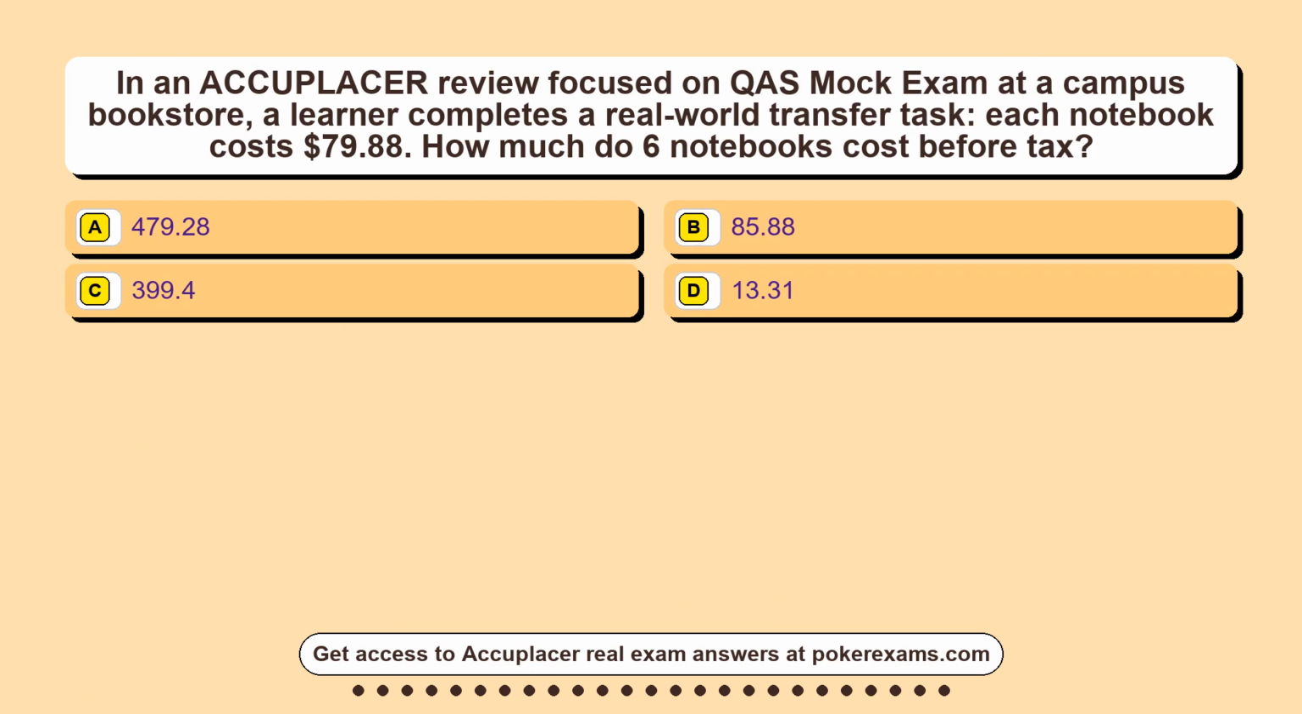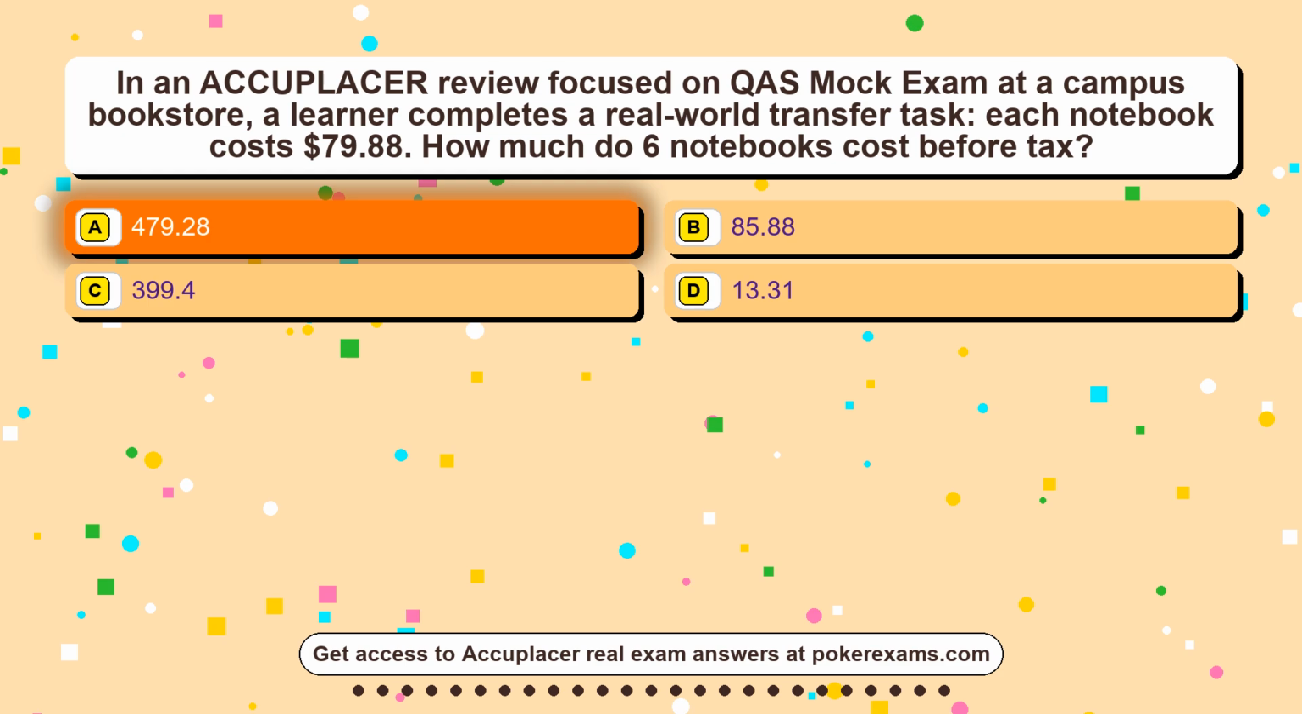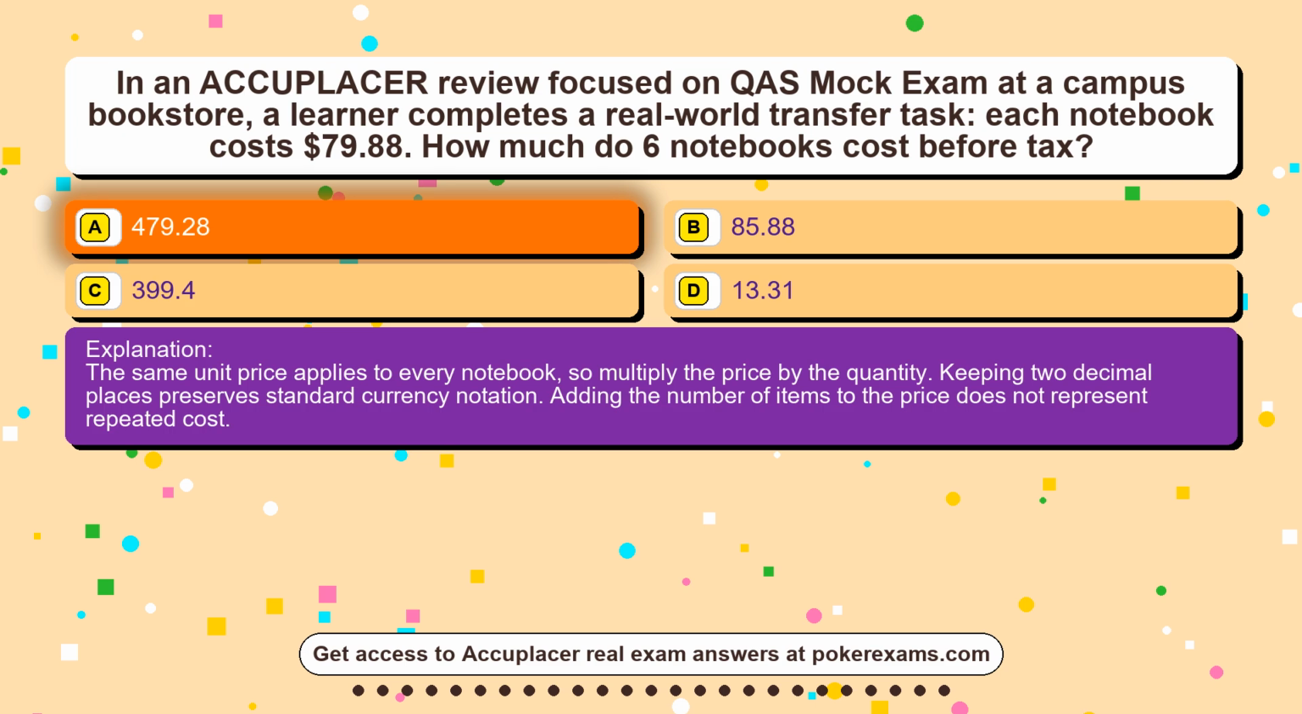Question 21. In an ACCUPLACER review focused on QAS mock exam at a campus bookstore, a learner completes a real-world transfer task. Each notebook costs $79.88. How much do 6 notebooks cost before tax? Option A, 479.28. Option B, 85.88. Option C, 399.4. Option D, 13.31. The correct answer is option A, 479.28. The same unit price applies to every notebook, so multiply the price by the quantity.